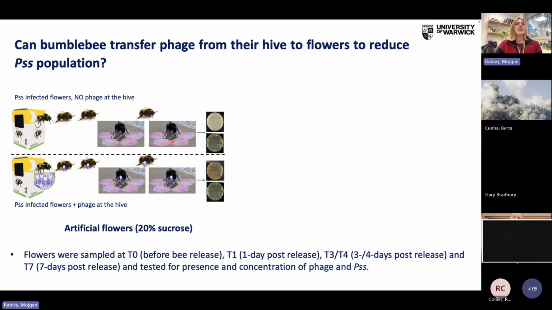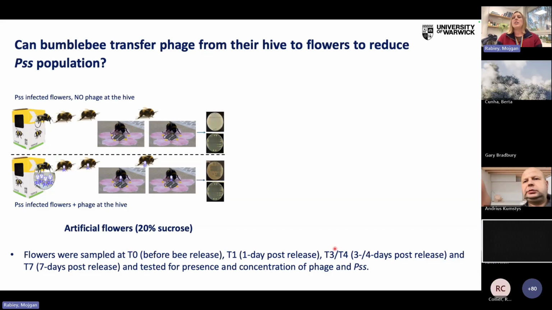Then at given time points, we sample the sucrose feed and we test the sucrose feeds for each of these flowers for the presence and concentration of both phage and bacteria. We sample the flowers at T0 before bee release, at T1, 1 day after release, T3 and 4, which is 3 or 4 days after bee release, and then T7, which is a week after release.